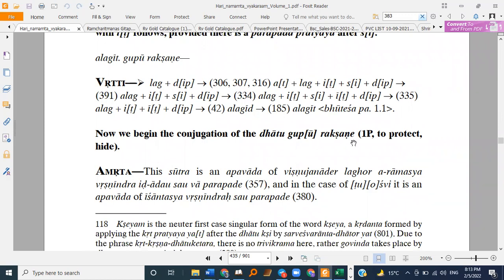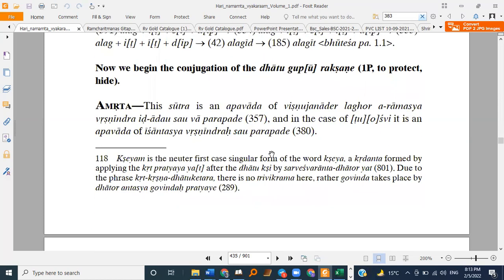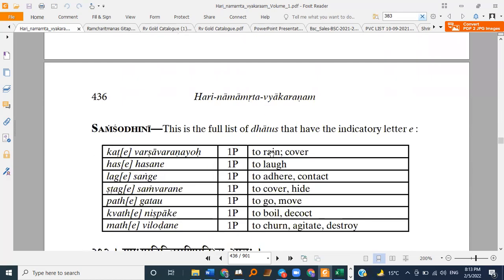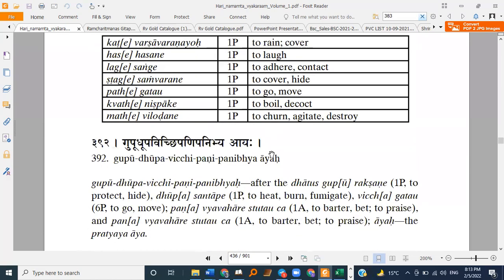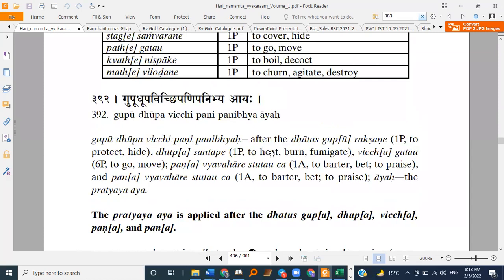Then Gupu Rakshane, to protect, hide. So words like Gupta, Gopana, Ityadi, they are made from this Gupu Rakshane Dhatu. Okay, this is interesting. Gupu Dhupa Vichhi Pani Panibhya Aya.